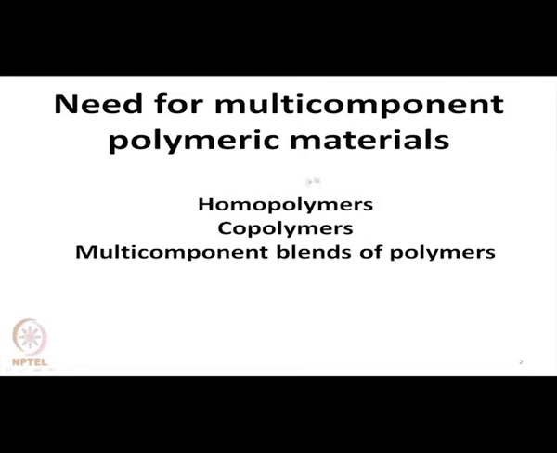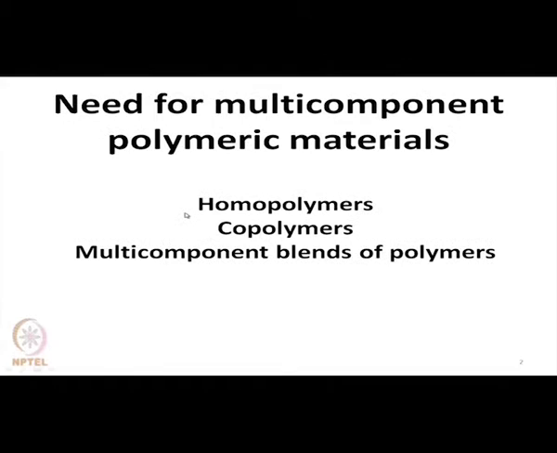To explicitly explain, we know about the homopolymers, we know about the copolymers. So, the difference between homopolymers and copolymers lies in the fact that homopolymers are made from a single monomer. That means, the monomeric unit repeats along the entire backbone of the polymer chain and we get a polymer.